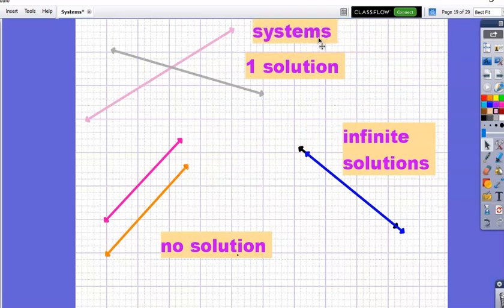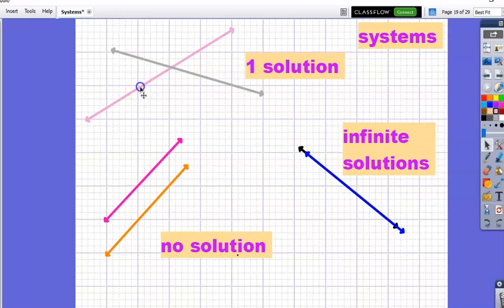Systems are when you have more than one equation and you want to know what the solution of those equations is. And we are going to use linear equations. So with linear equations, if you graph them, there are some different things that might happen. Most students' favorite way to solve systems is by graphing them on a grid.